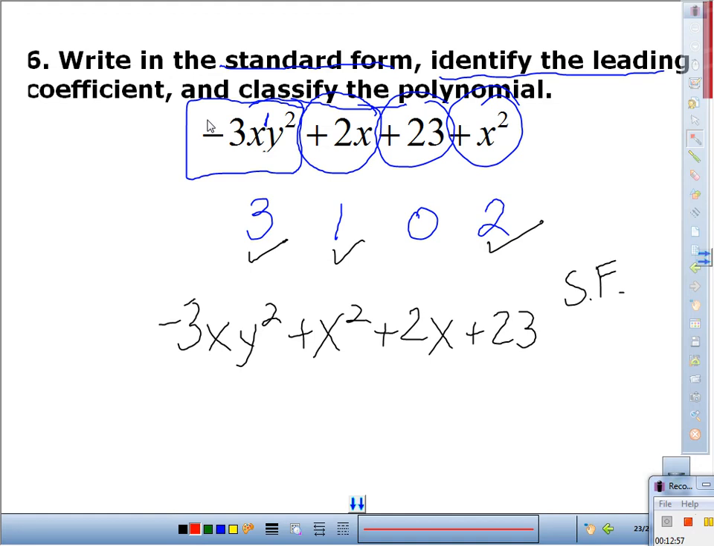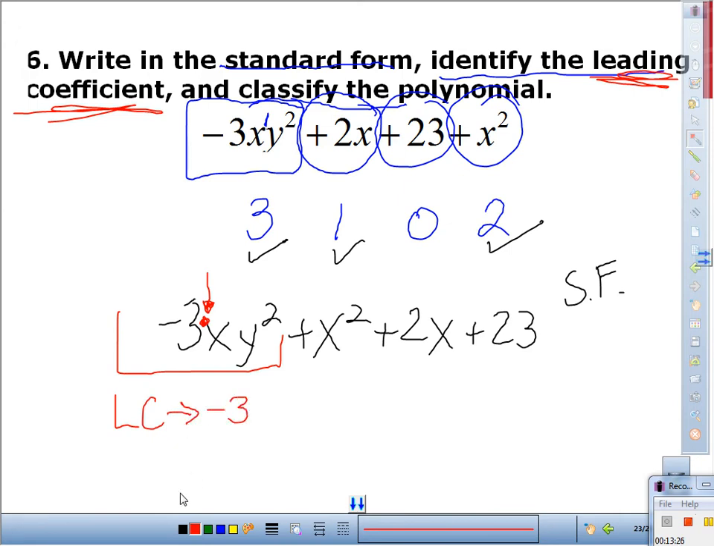From there, they want me to identify the leading coefficient. First of all, once it's in standard form, I look at the first term. Here's my first term. The leading coefficient. First of all, coefficient is a number that multiplies the variable. How many variables do I have? These 2. What number is multiplying here? Invisible multiplication. Which one is multiplying the variable? Negative 3. So my leading coefficient is negative 3.